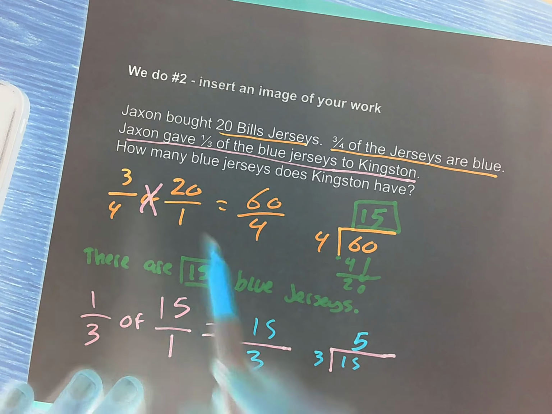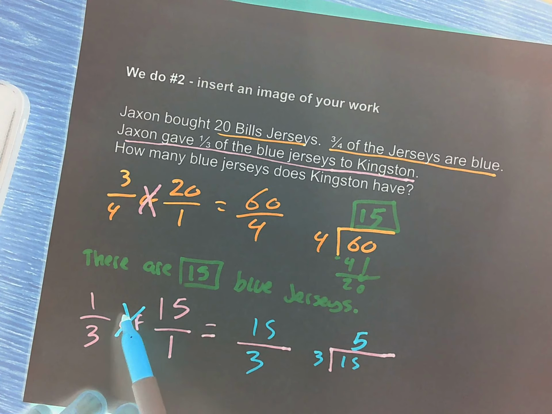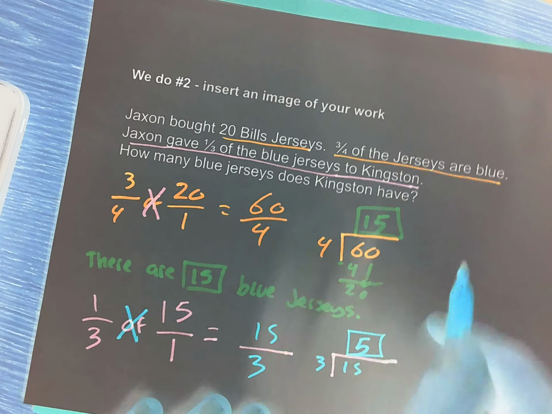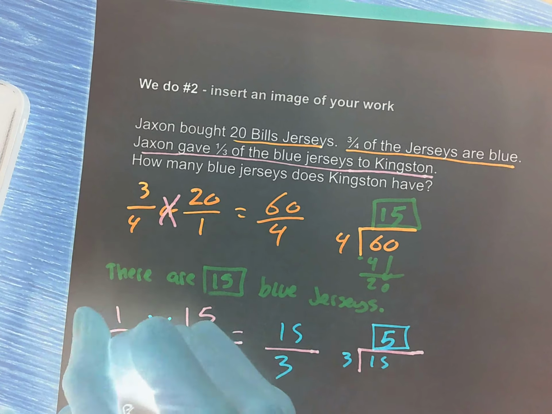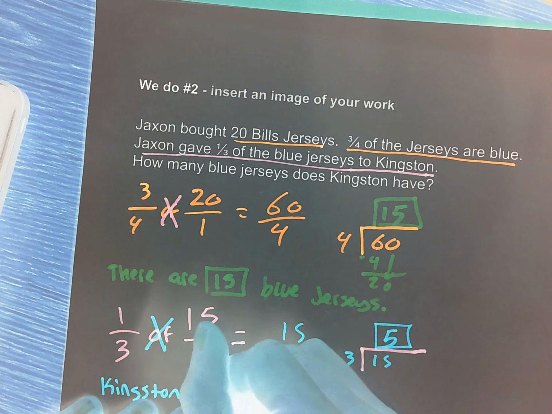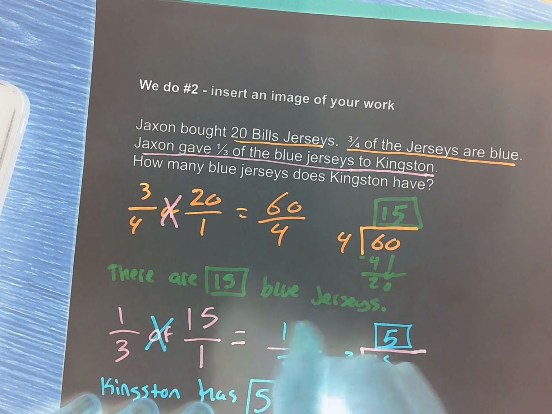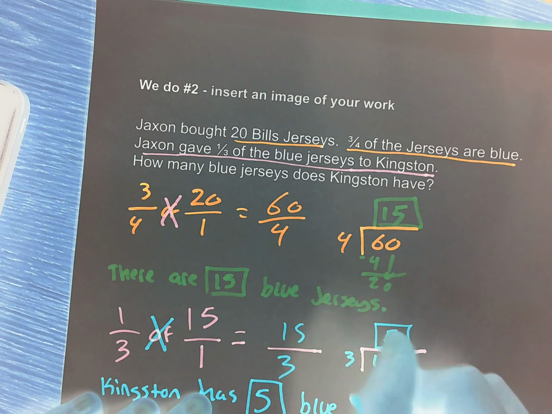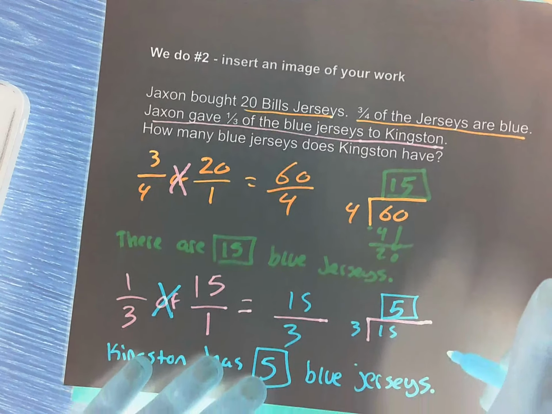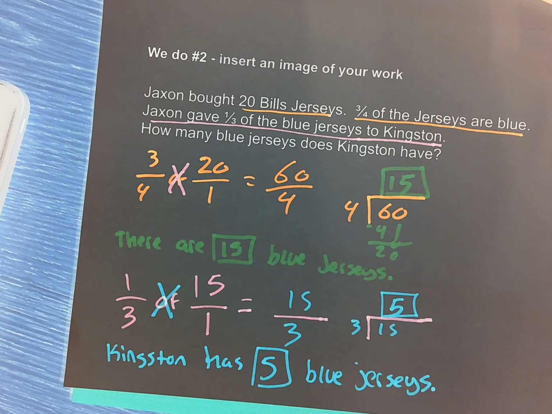Once we've solved it, we will have multiplied across. 1 times 15 is 15. 3 times 1 is 3. And then we'll just divide. 15 divided by 3 gives us 5. So we now know that Kingston has 5 blue jerseys, which is our final answer. That's what our question was asking us. Let's pause here and get a picture of number 2 into our notes.